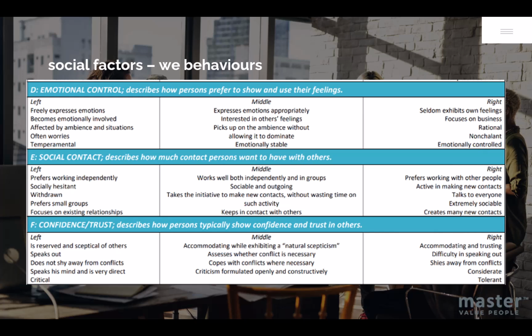You can learn to behave more socially appropriately or acceptably. Instead, here we measure where a person draws their energy from. On the left-hand side, we have an introverted person, someone who prefers to work independently, is socially hesitant and withdrawn. They would prefer to work alone or in small groups, focusing on existing relationships. And on the right side, we have the extrovert. This person prefers to work with others and is actively making new contacts.